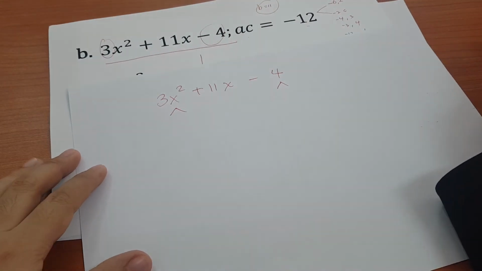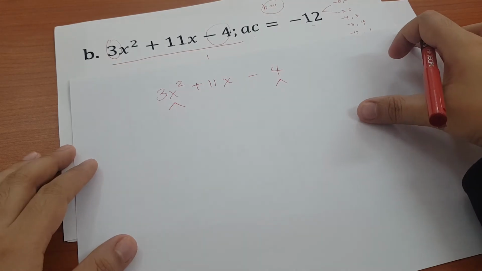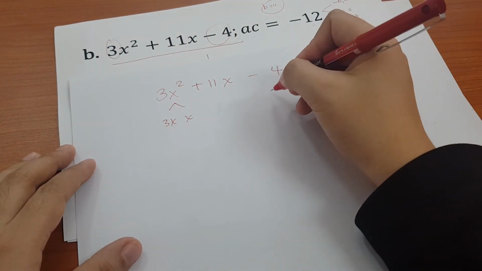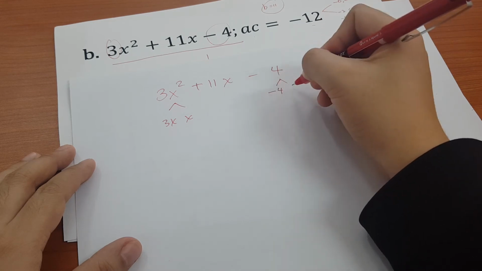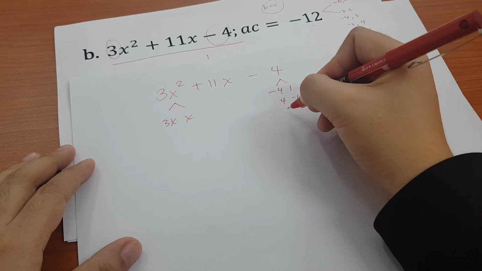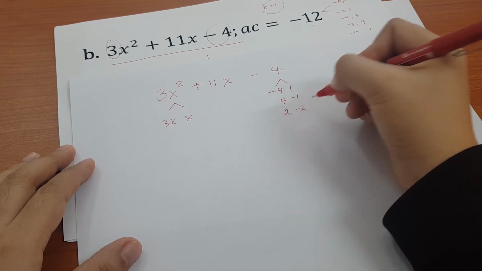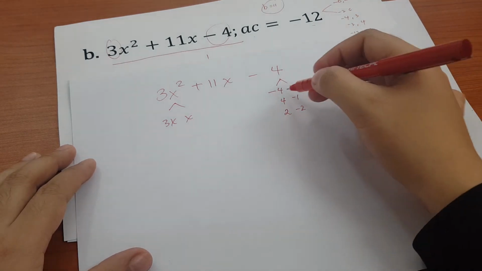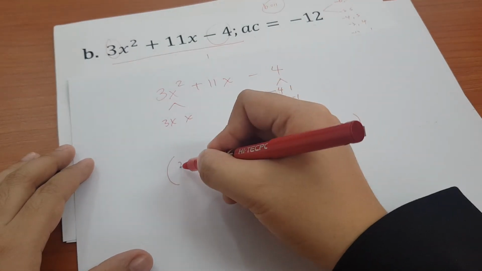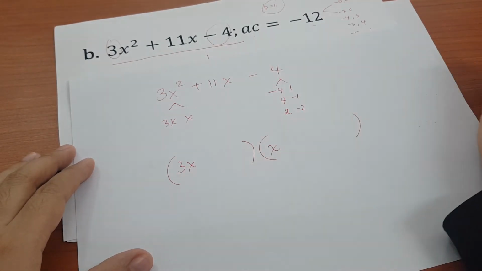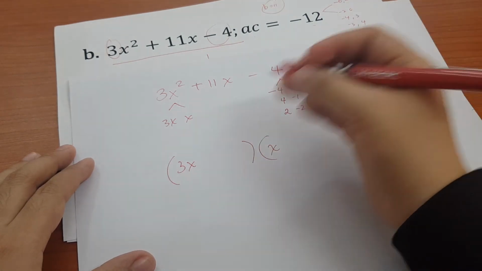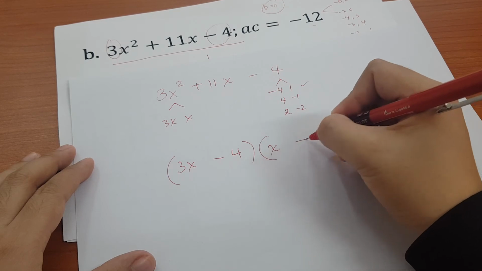What are the factors of 3x squared? We have 3x and x. What about minus 4? It could be minus 4 and 1, 4 and minus 1, 2 and minus 2, like this. So we will try from here. You factor like this, so that here 3x and here x, and then I will choose this first pair. Let's see. So minus 4 plus 1.